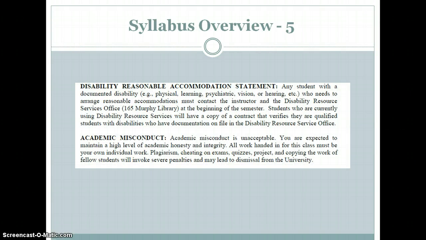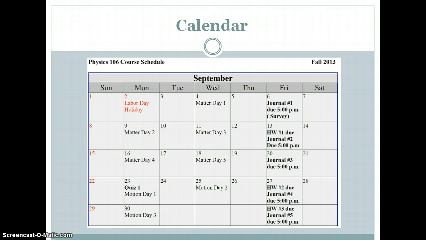The last part of the syllabus is just the standard kind of thing, reminding you to abide by the rules for academic conduct that are set out by the university. And then you'll notice that there's a calendar. So you can see that all of the units are kind of laid out by how many days we're going to spend on each unit, along with the deadlines for homework, quizzes, and those exams.